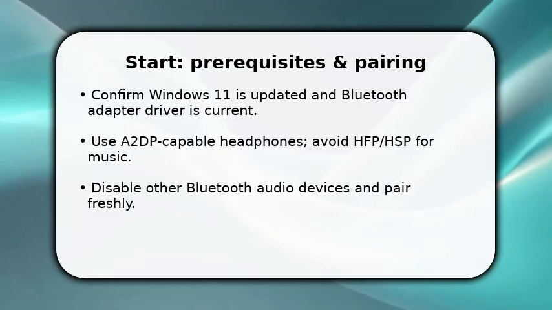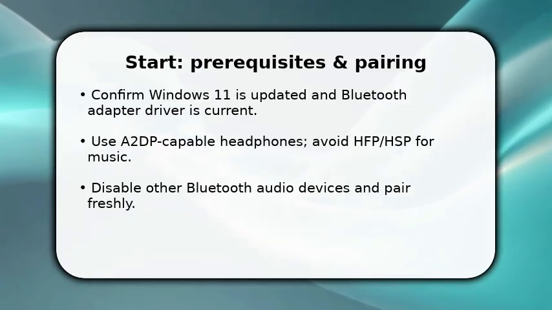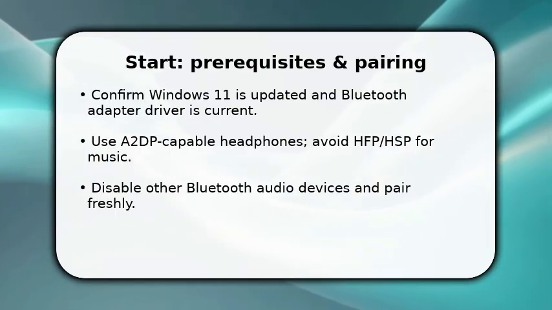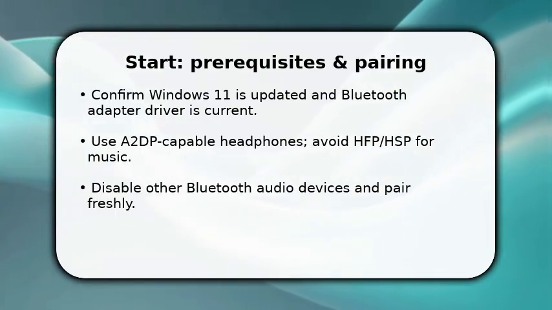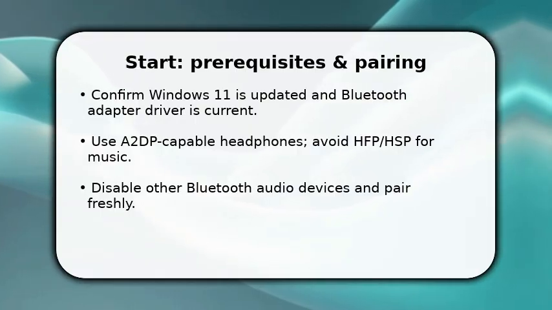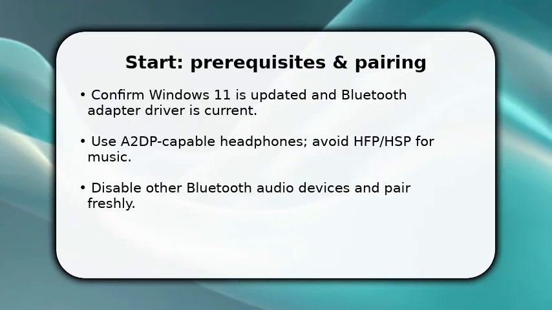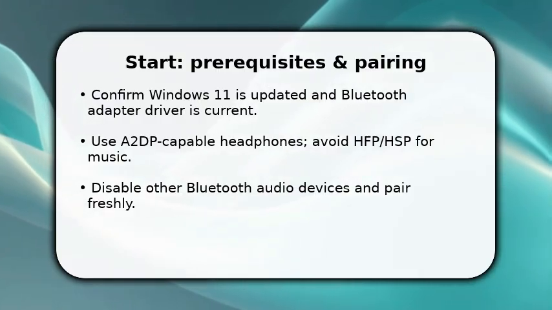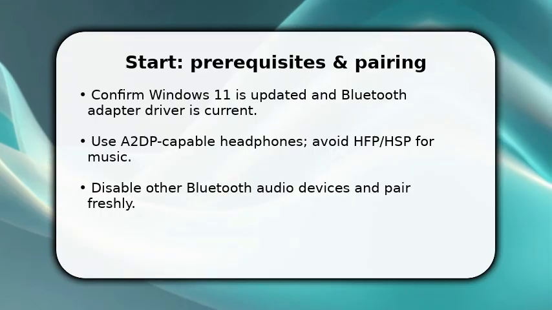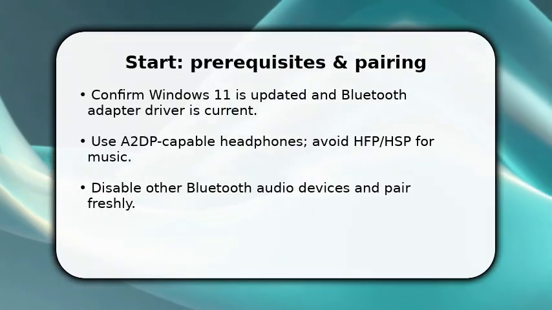Enjoy the video. You begin by making sure Windows and your Bluetooth adapter driver are current. This fixes many audio faults at the source. Pair only the headset you'll test, and choose A2DP-capable headphones for stereo quality rather than headset profiles. Once done, remove other paired audio devices to prevent profile switching.